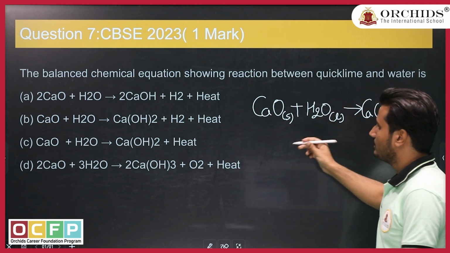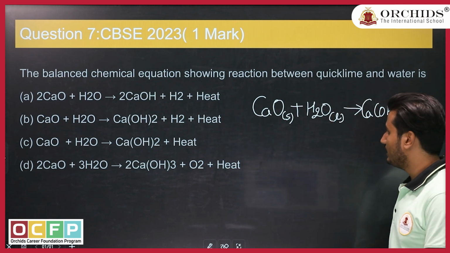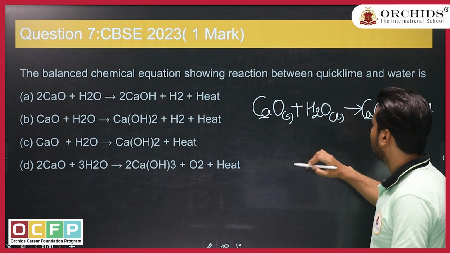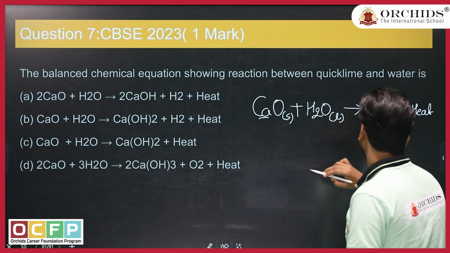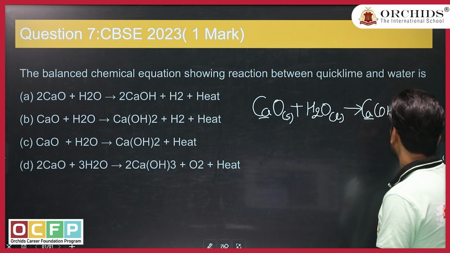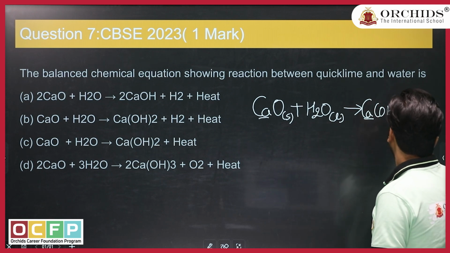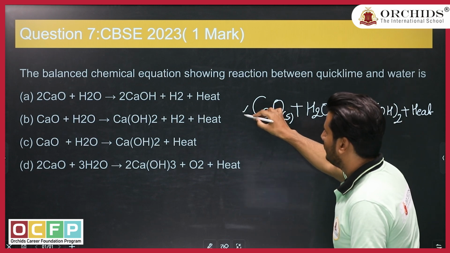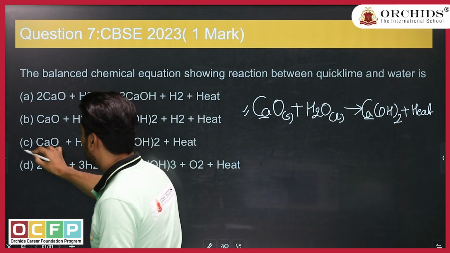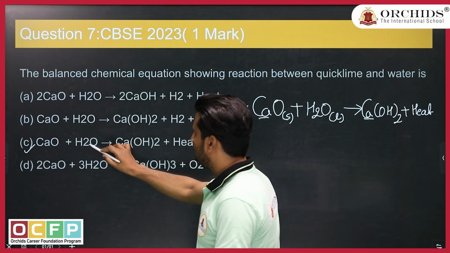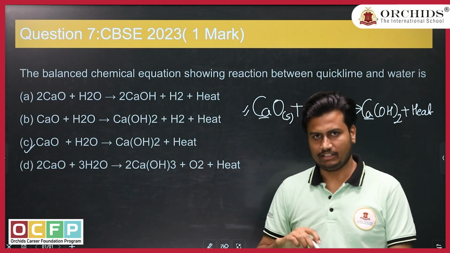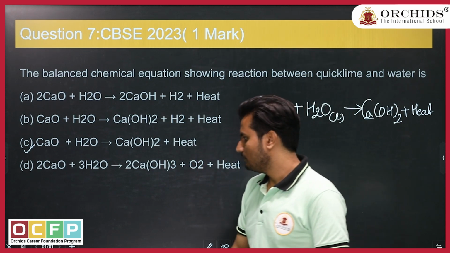Now we can check. It is an unbalanced equation, and we will check which option is correct. We have 1 atom of calcium here, 1 atom of calcium. We have 2 atoms of oxygen, 2 atoms of oxygen. We have 2 atoms of hydrogen, 2 atoms of hydrogen. So it is already a balanced equation. Which one is our correct option? Option C: calcium oxide plus water gives calcium hydroxide plus heat is released. Alright, we'll move to our next question.